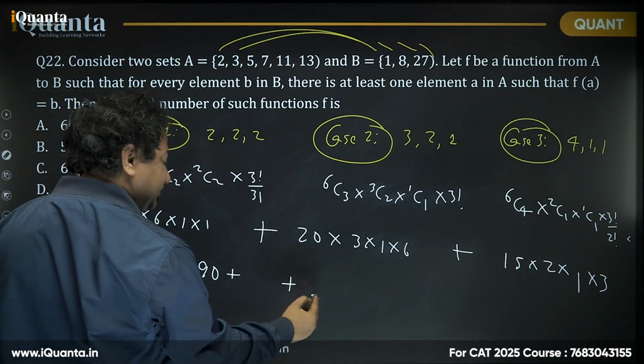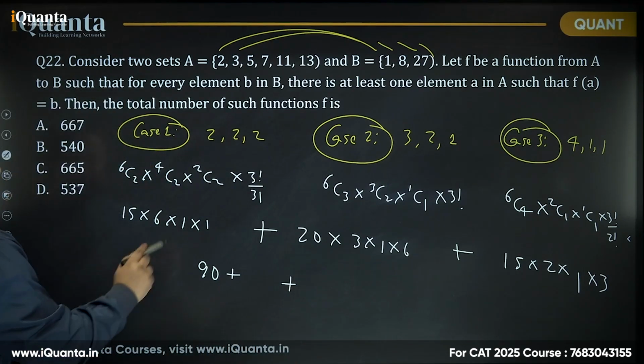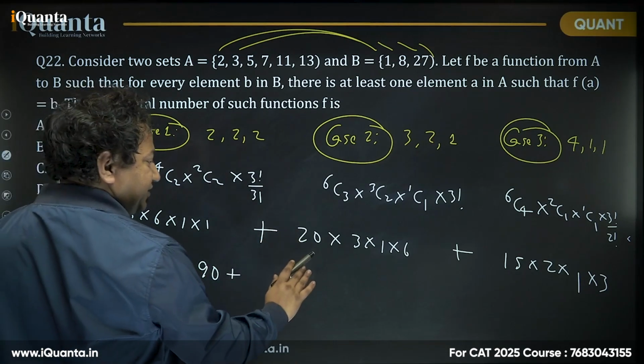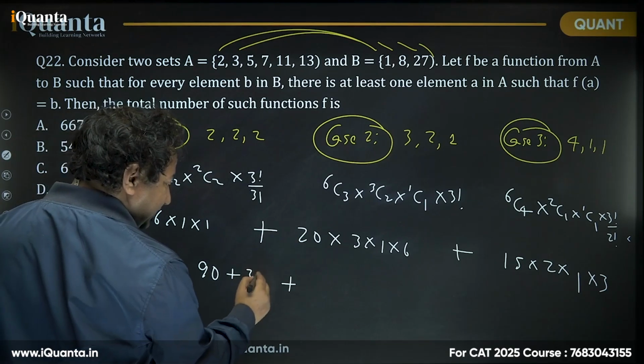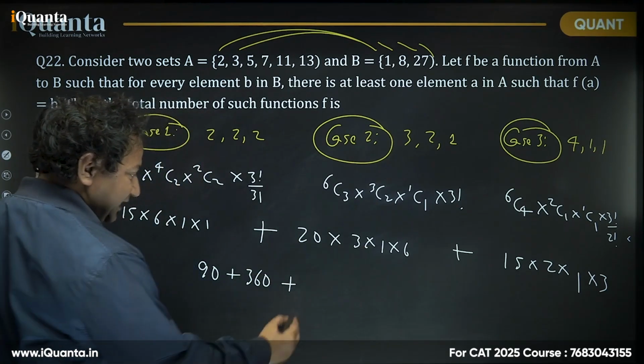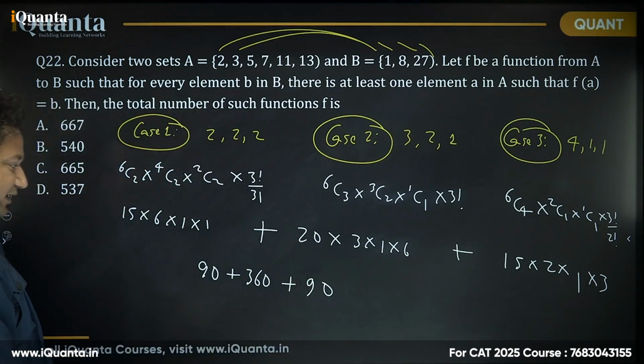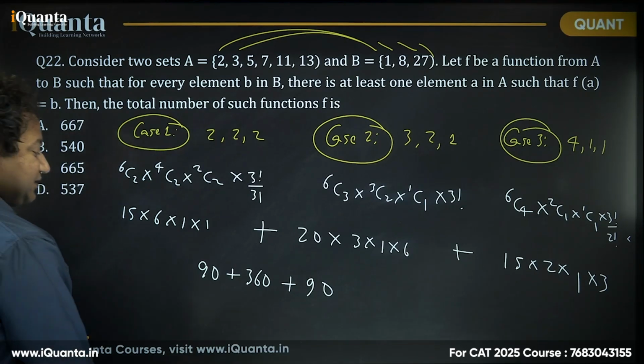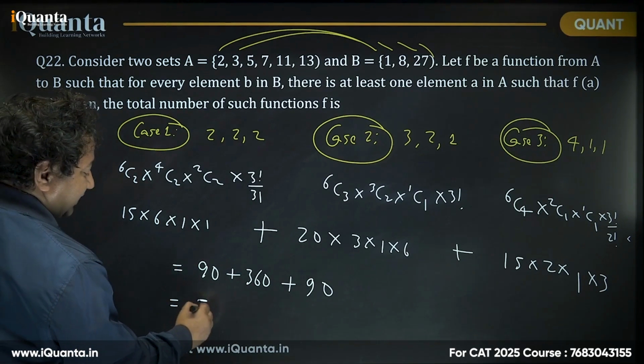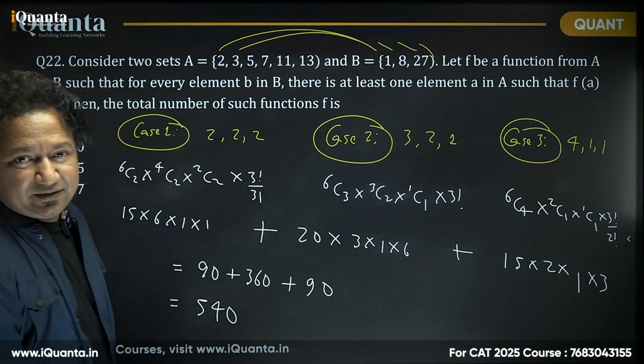And this is where the problem lies. So let's solve it. This is 90, no change. 60 into 6 is 360. And there we have 30 into 3 is 90. 90 plus 360 plus 90 is the correct answer. So we'll get 540. Interesting question, isn't it?